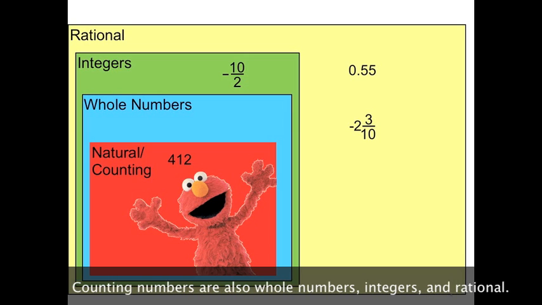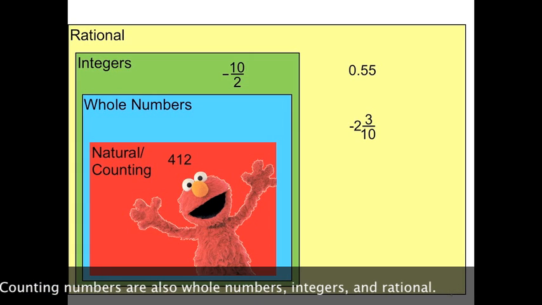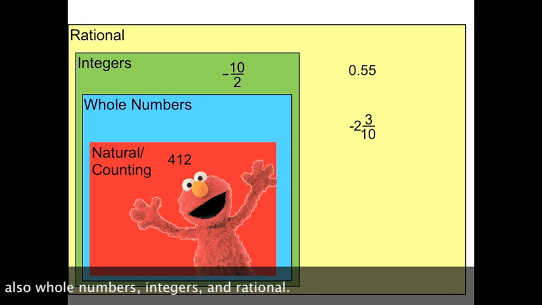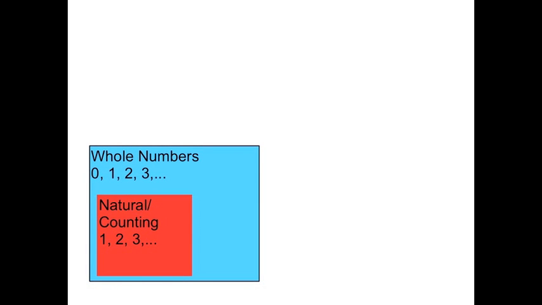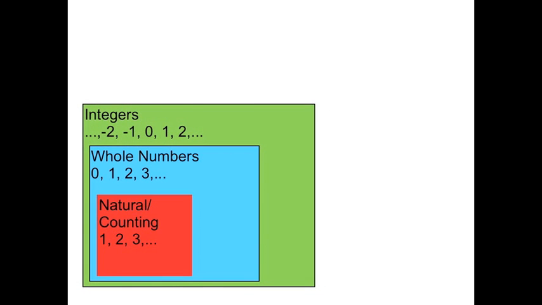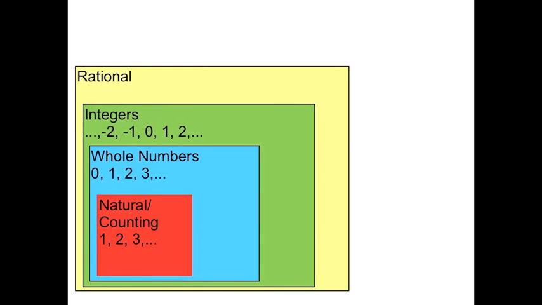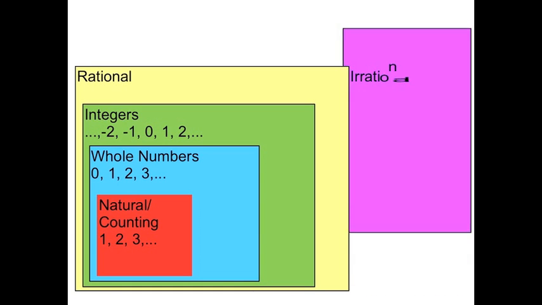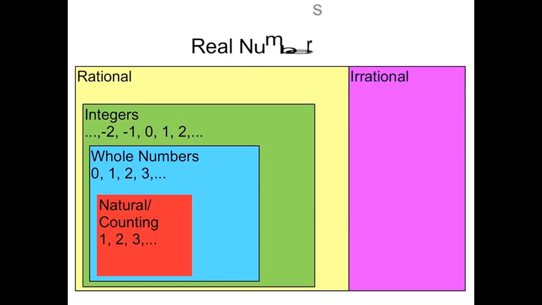So it goes from the inside out. If it's a whole number, it'll be an integer, but not a counting number. If it's an integer, it's going to be rational, but not a whole number. Just to give you a preview of what we're doing next, but not during this lesson. So we have natural counting numbers, whole numbers, integers, rational. The next thing we're going to be talking about in the next chapter will be irrational numbers, which are part of the real number set.